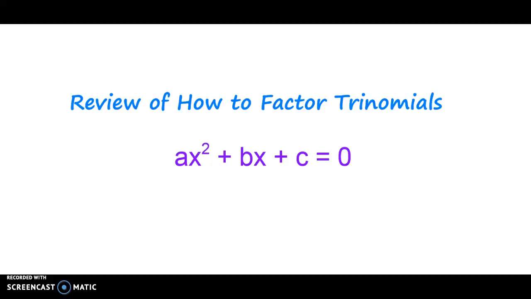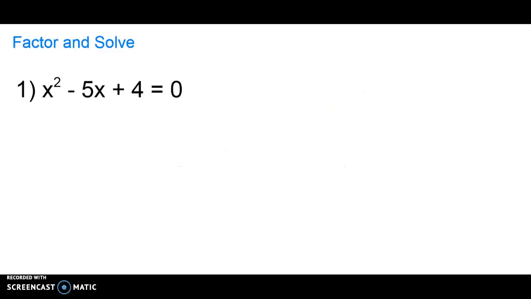Let's review how to factor some of the trinomials that we have been working with the last couple days. So let's start with the first one, x squared minus 5x plus 4 equals 0. The first step is to make sure that your polynomial is equal to 0 and has everything on the same side, which in this case it does, so we can skip that step.